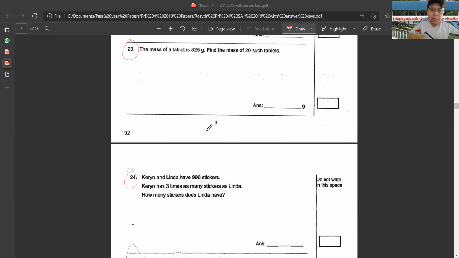Question 23. The mass of a tablet is 825 grams. So for 20 such tablets, what must you do? 825 times 20. Very good. I wrote 164100. Okay, let's investigate. So you times 20, right? What do you have?